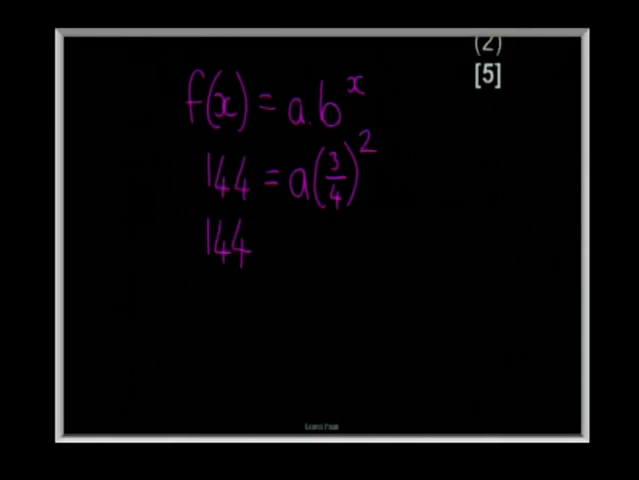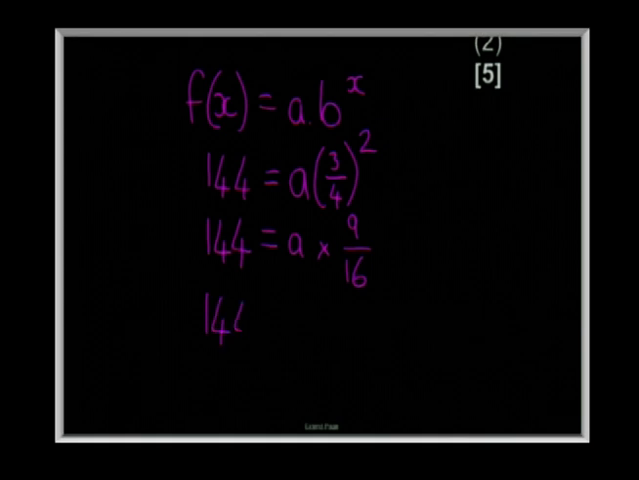Now we have 144 is equals to a times by 9/16. There are various ways we can move on from here. We could either multiply both sides by 16 to get rid of the denominator and then divide by 9, or we could just take the whole fraction to the other side. On this side, we're multiplying by 9/16, and to get rid of it, we have to divide both sides by 9/16. Because you have a calculator, you're able to do this, so let's carry on.